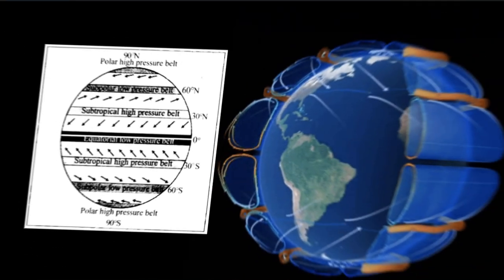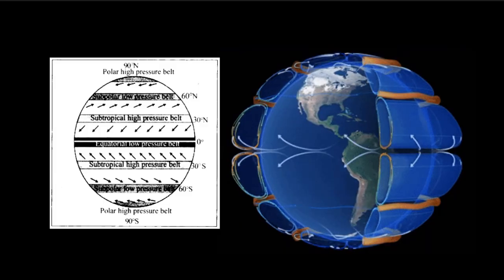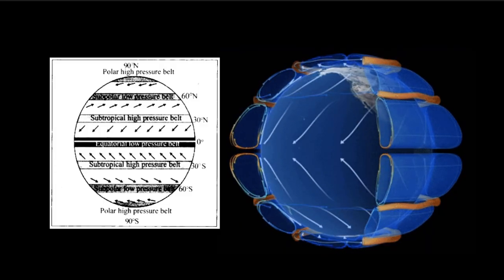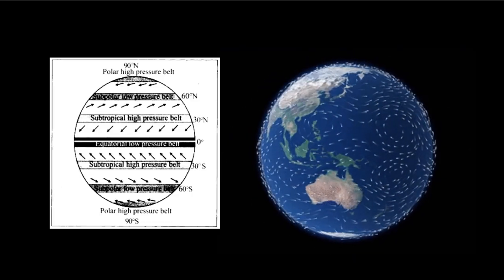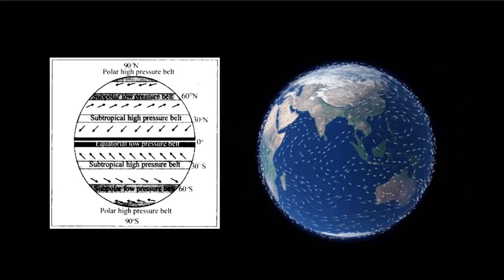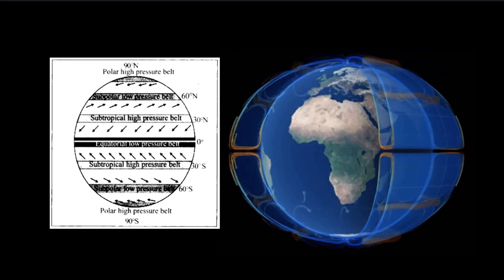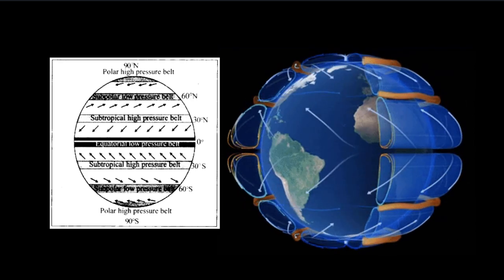Now, what are pressure belts? These are distinct zones in both northern and southern hemisphere having alternate pressure conditions according to the amount of insolation they receive.